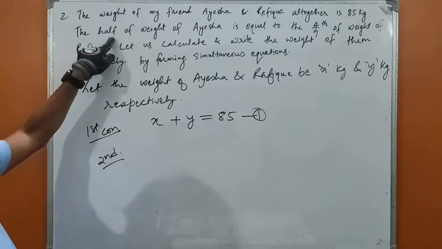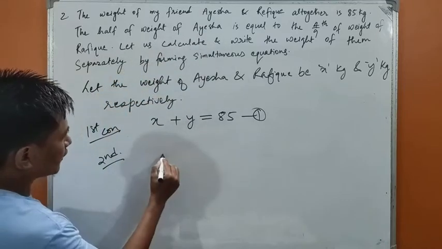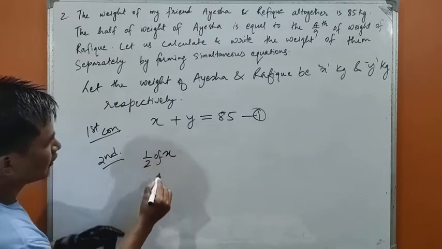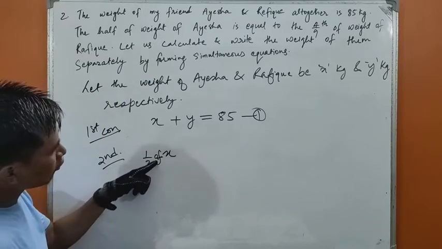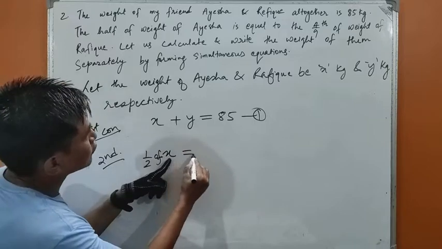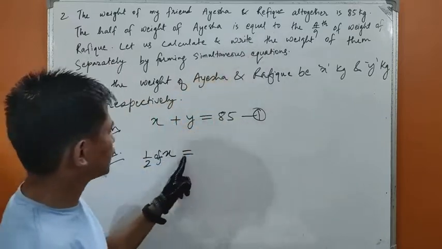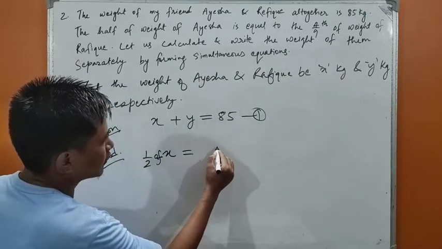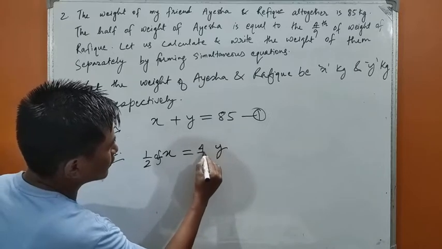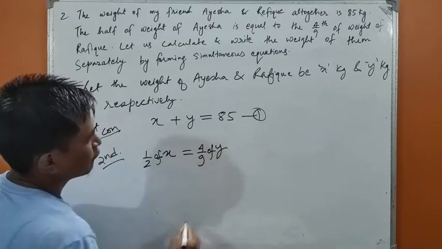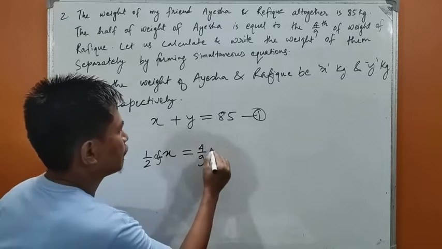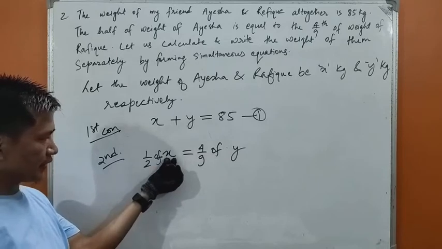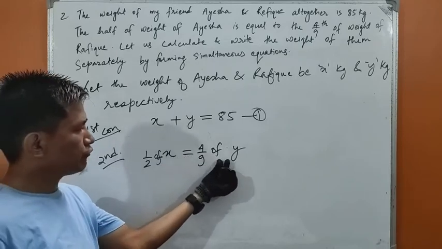half of weight of Aisha. What is the weight of Aisha? X kg. Half of means, half means 1 upon 2, isn't it? Half of weight of Aisha equals 4/9 of weight of Rafiq. What is the weight of Rafiq? Y kg. 4/9 means 4 upon 9 of weight of Rafiq, isn't it? Half of weight of Aisha, that is x kg, equals 4/9 of weight of Rafiq.